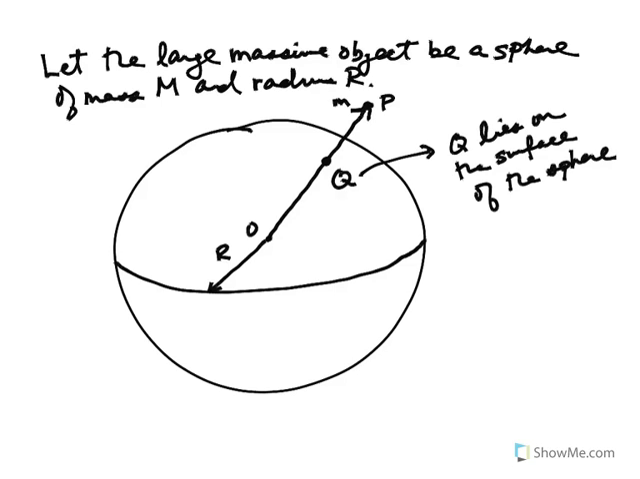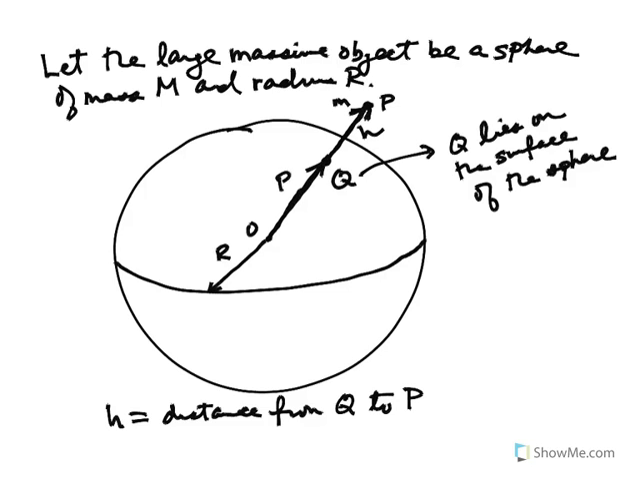And the distance from Q to P, whatever that distance is, I'm going to call it H. So H is the distance from Q to P. Now remember that the radius of the sphere is R, so the distance from O to Q is R, because Q lies on the surface of the sphere.